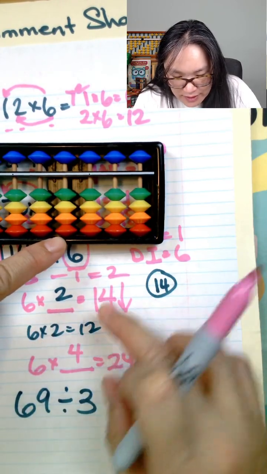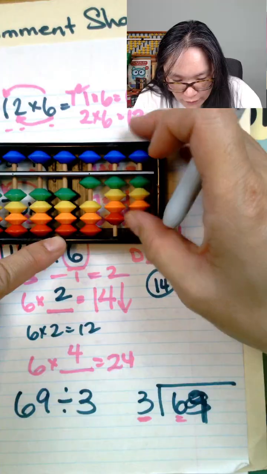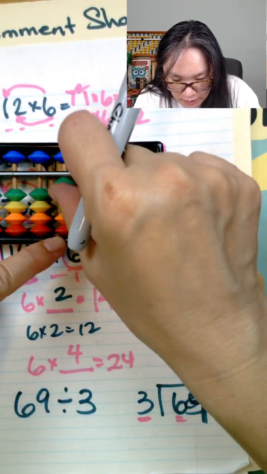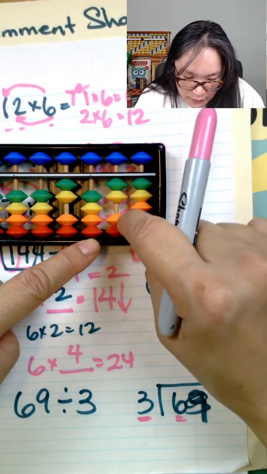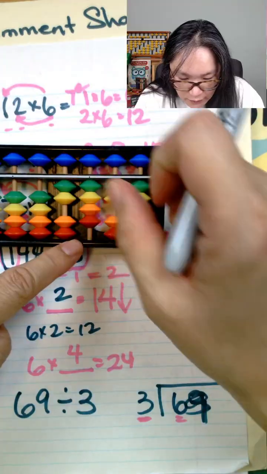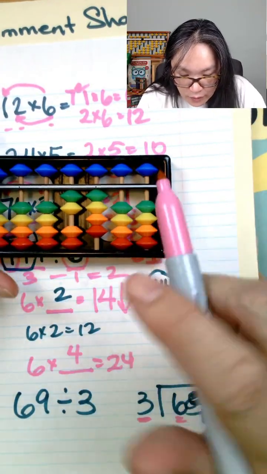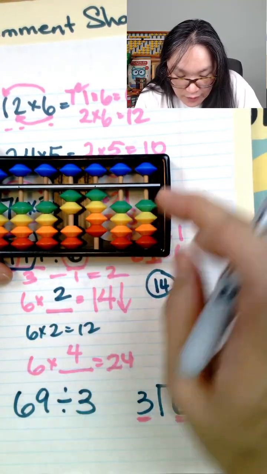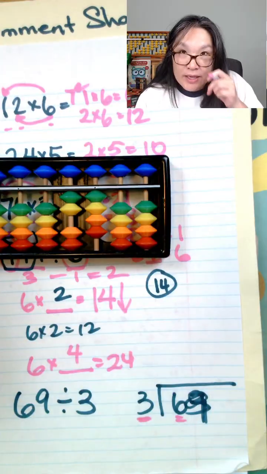6 times 2 is 14. So I do 4, 4, 1, 4, 4. So 6 here. No, sorry, 2 here, because that's my answer. Take away 12. And then, yeah, so it's 24. So the answer is 24, because this is my 1s and this is my 10s. This is 2 and this is 4. Anything touching the beam is being counted.